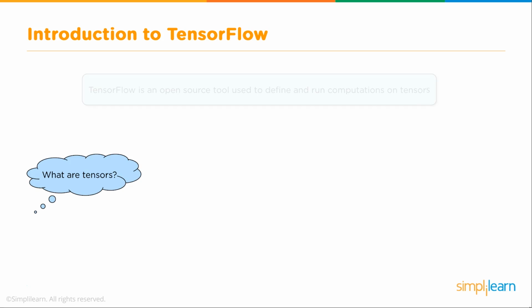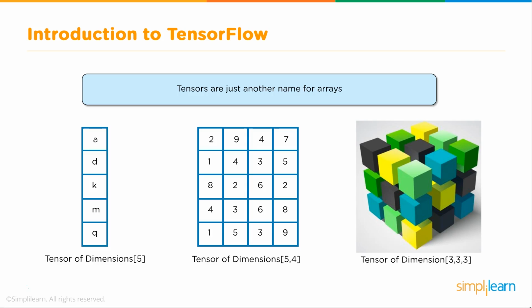So let's take a little bit deeper look in there. What are tensors? Tensors are just another name for arrays. So a tensor of dimension 5. You can see here we have A, B, K, M, Q, whatever. So it's an array coming in. And the tensor of dimension 5, 4, more like a picture. Very common to see that in a picture.